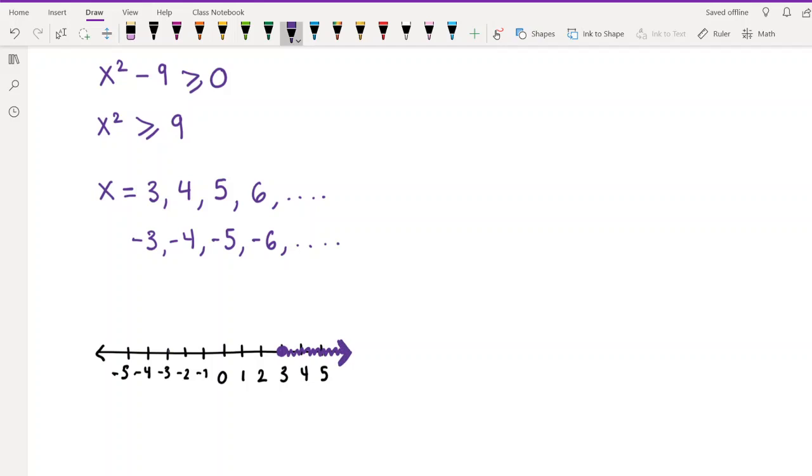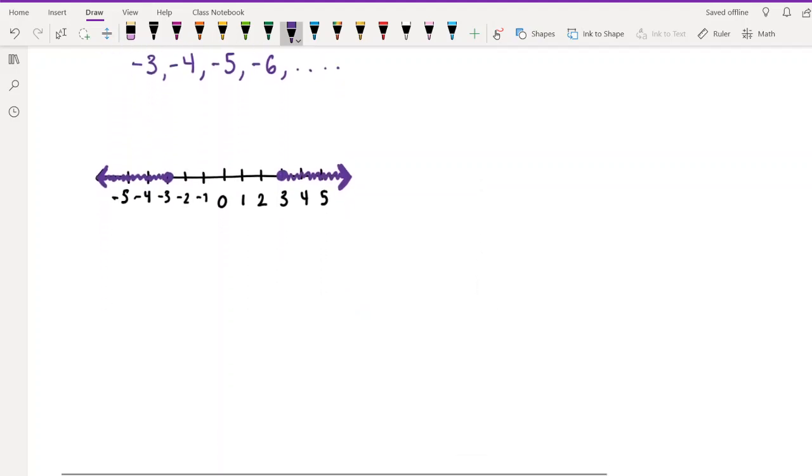Now, if x is negative, then the biggest value it could possibly be is negative 3. And then what other numbers is it allowed to be? Well, it can be anything to the left of negative 3. And so in this case, our answer is going to be 2 separate intervals. So we're going to have the interval from negative infinity up until negative 3 with a bracket. And then we'll also have the interval from 3 to infinity.